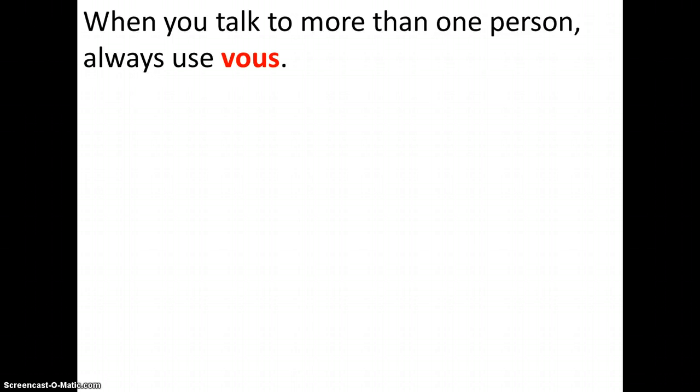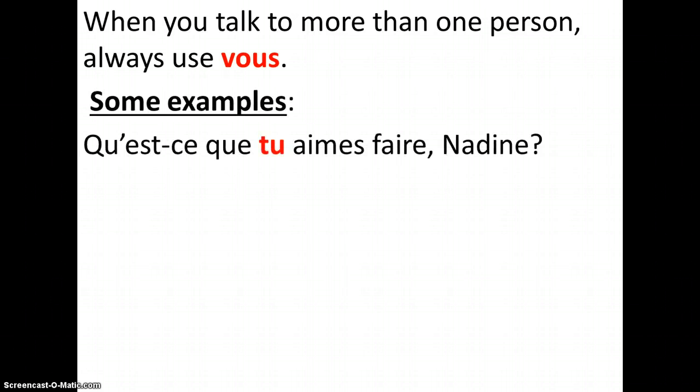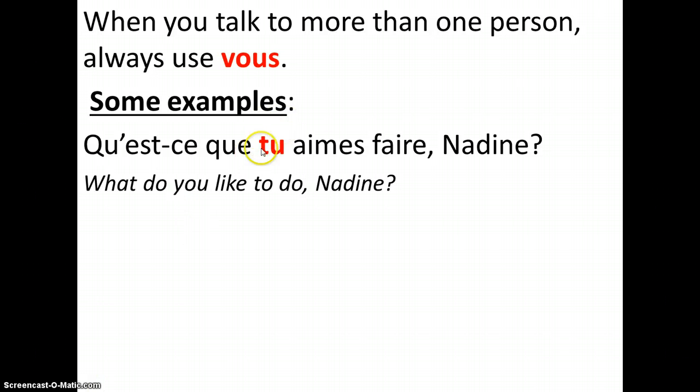Okay, so now we're going to talk about some examples where I use tu and some examples where I use vous. I want to show it to you in a sentence. If we were to ask a question, qu'est-ce que tu aimes faire, Nadine? That means what do you like to do, Nadine? You notice here that the tu means you, and you're talking to Nadine. Nadine is going to be a friend, somebody that you know.